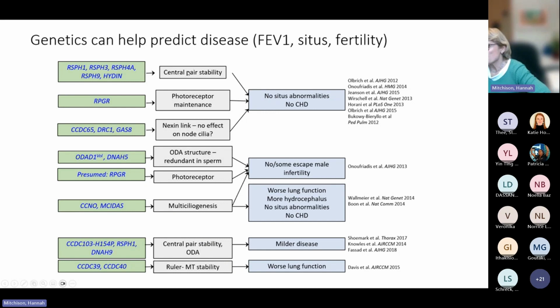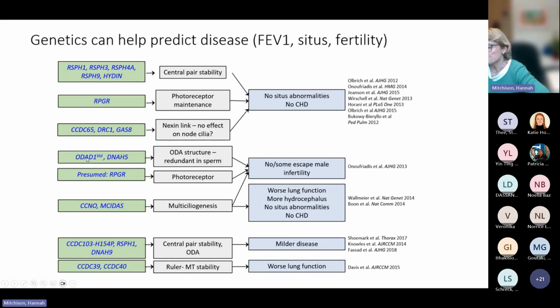So if you have a central pair defect, you're not going to affect your nodal embryonic cilia. You don't expect to have situs inversus or heart defects. With RPGR syndromic, that's to do with photoreceptor maintenance. So you also won't get situs inversus and heart defects. You may get rare PCD. These are nexin link. Nexin link again is not going to affect situs.